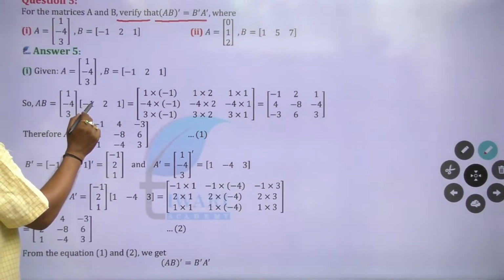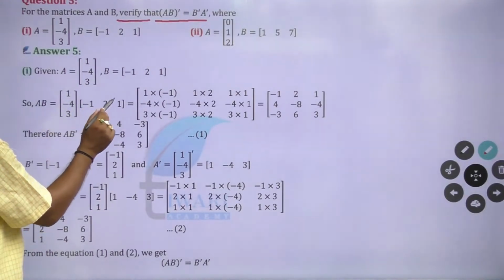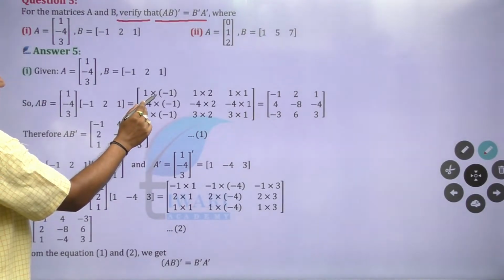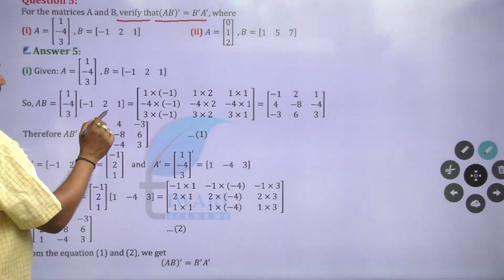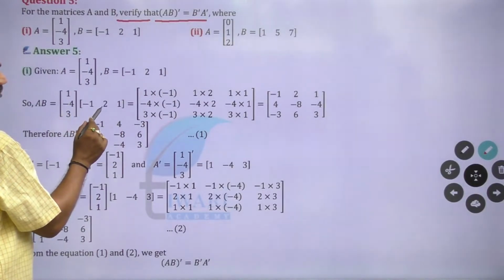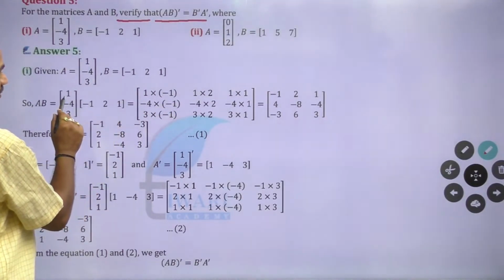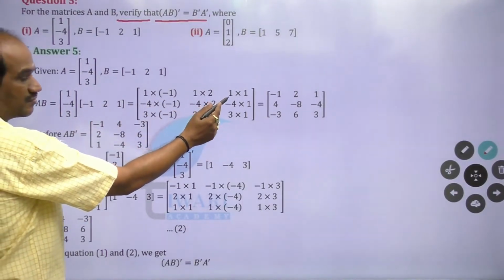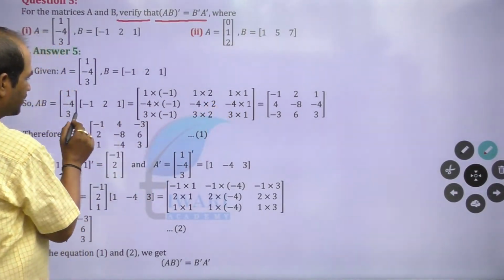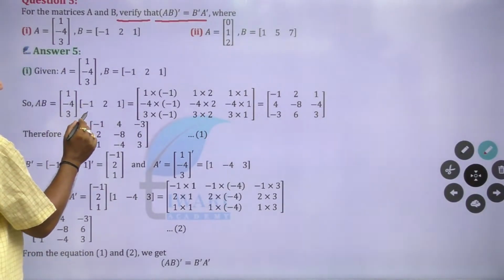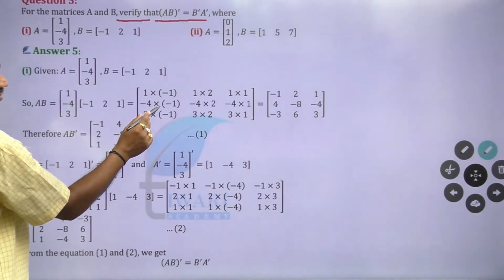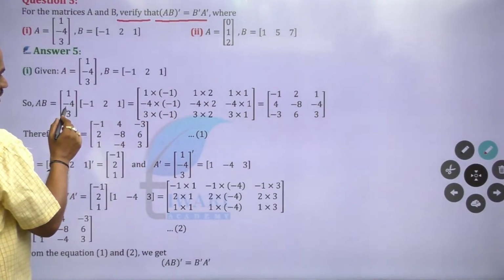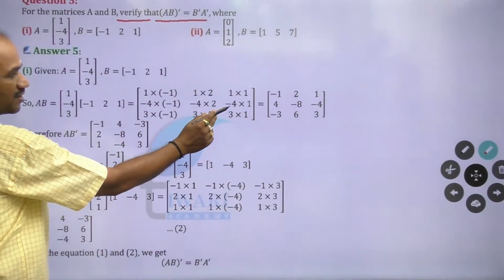Multiply, see here, first row first column, first row second column, first row third column. First, 1 into minus 1, first row first column. Next, first row second column, 1 into 2. Next, first row third column, 1 into 1. First row finished. Next, take second row, first column: minus 4 into minus 1. Next, minus 4 into 2. Next, minus 4 into 1. Second row finished.